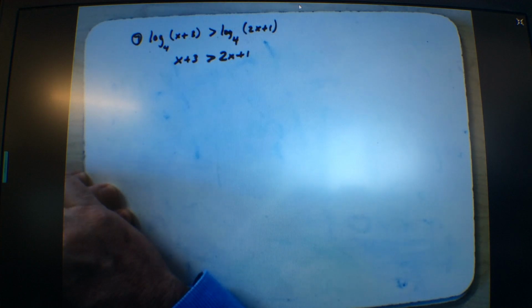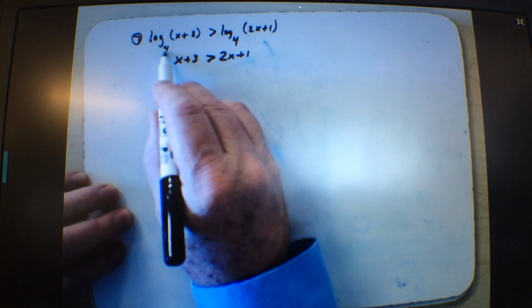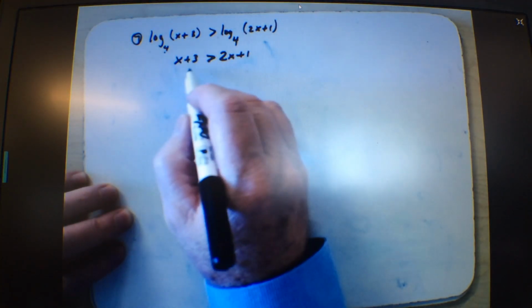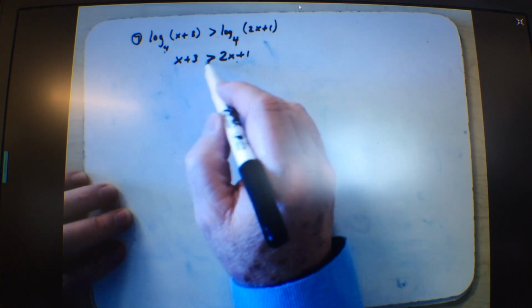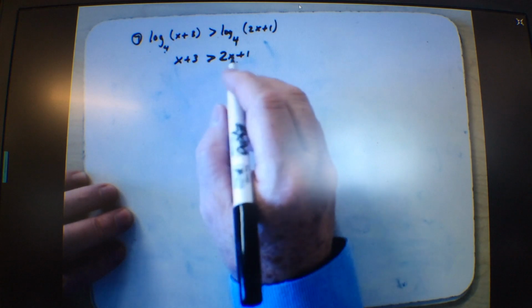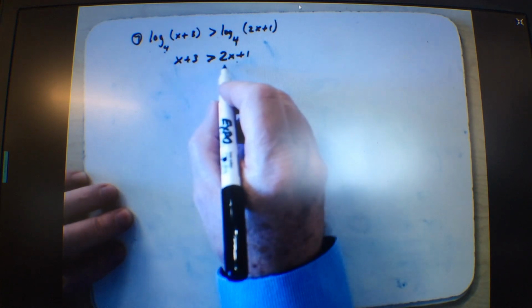So that base 4 doesn't have to do anything with it. No, just as long as the bases are the same, you can drop that too. Exactly, then this has to be greater than this. And if this was a less than sign, this would be less than that. Okay, you understand that? Yep. Now I just solve for x.